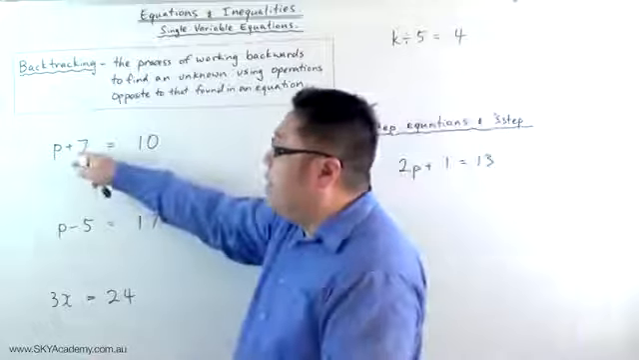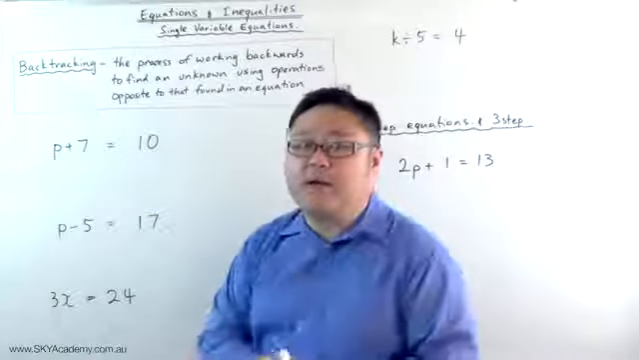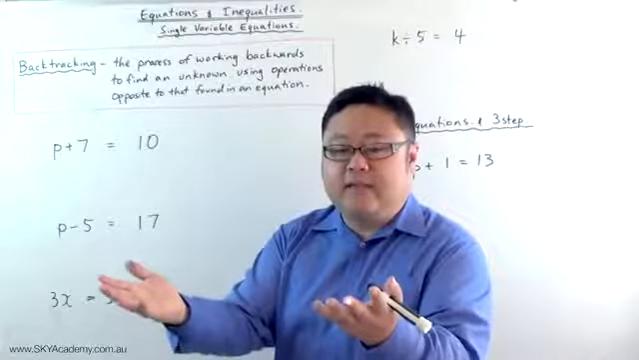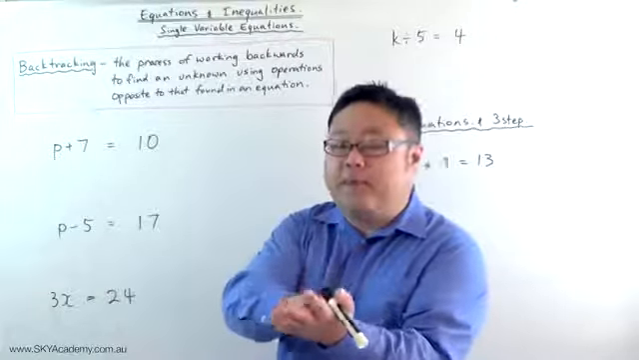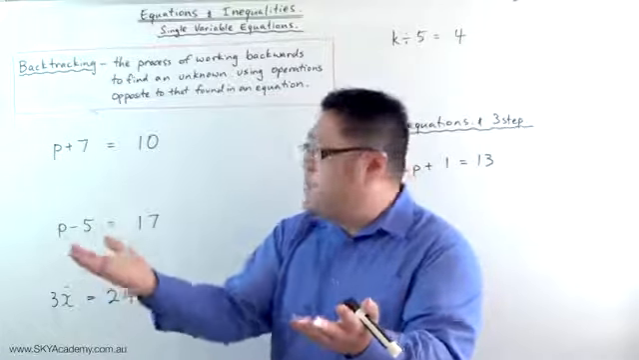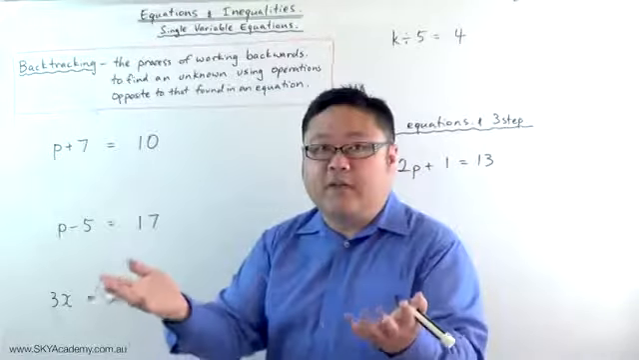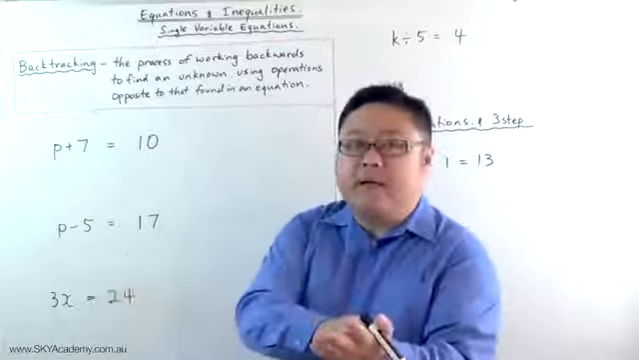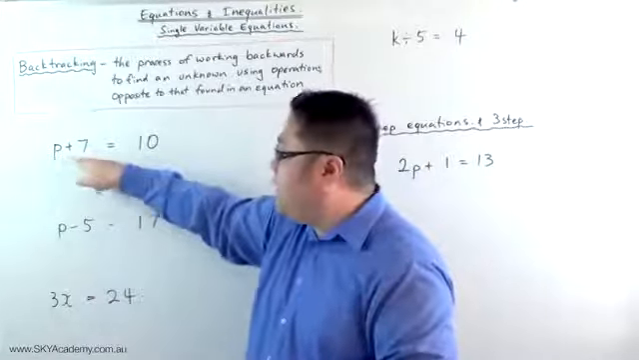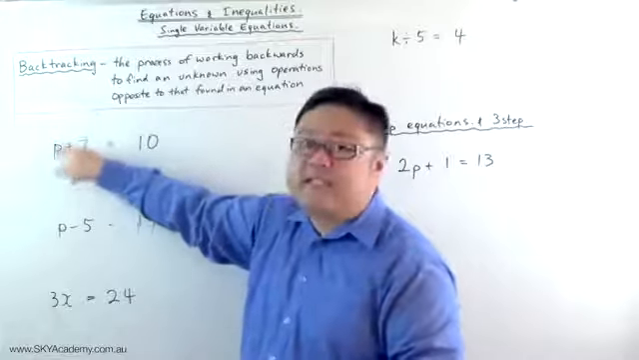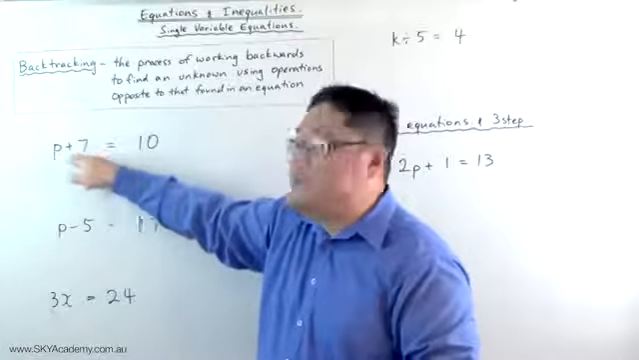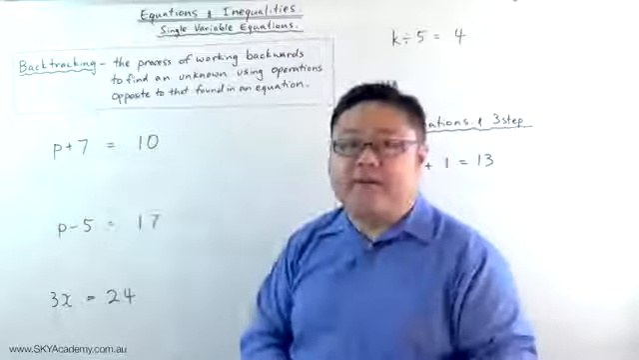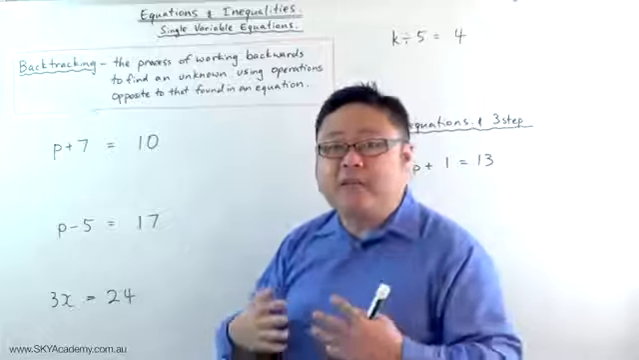So you've got P plus 7 equals 10, right? So you can imagine that you have a balance and you've got 7 more than P on this side of the balance, and you've got 10 on this side of the balance, right? So how would you get P on its own? Well, to get P on its own, you'd have to take the 7 that are extra on this side away from the P plus 7. You'd have to undo the plus 7 is what I'm trying to say.